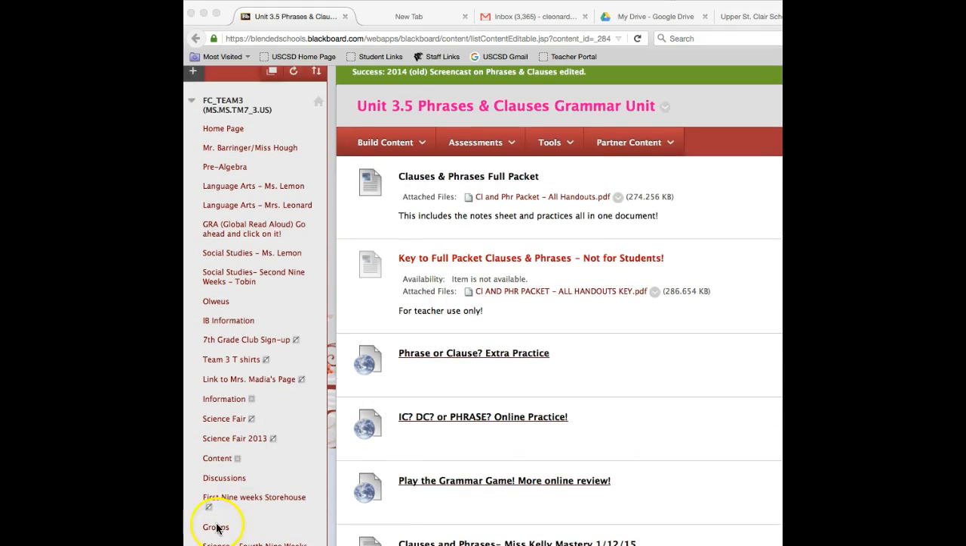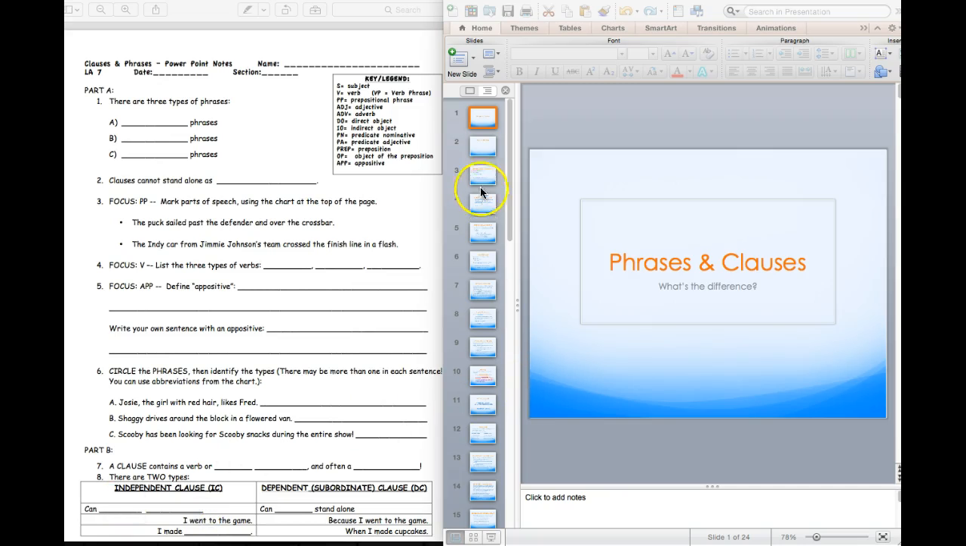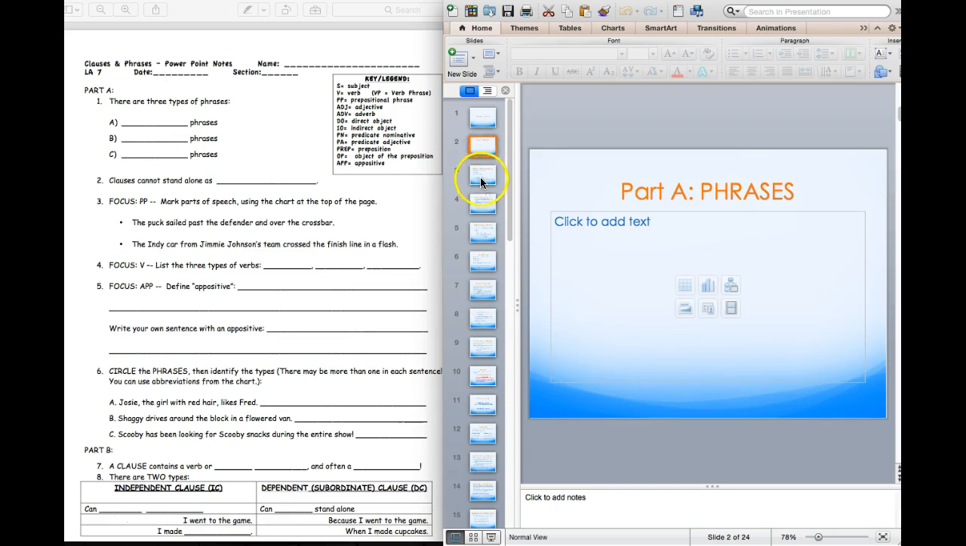Okay, let's hop on over to the actual PowerPoint that we're going to be looking at today and start our screencast. You might want to pull up the screencast on one screen and the Clauses and Phrases packet, all handouts that you see right here, on the other part of the screen. Okay, I made my own split screen, so let's go ahead and go down through the PowerPoint. You should have both of these pulled up.